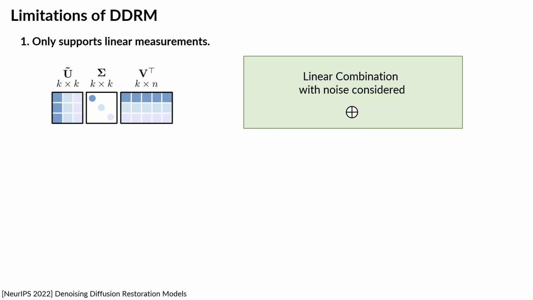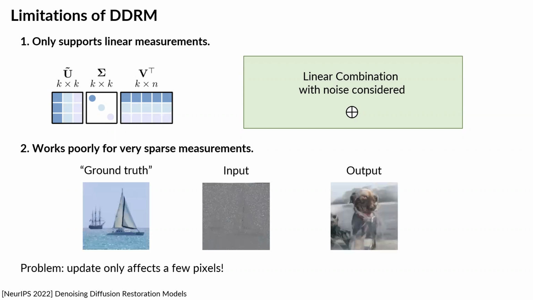First, let's talk about two limitations of DDRM. The first limitation is that it only supports linear measurements. So we need the SVD, and we have these linear combinations with everything. The second problem is that it works very poorly for sparse measurements. For example, on the left is the ground truth image, and we observe, let's say, 10% of the pixels as the input. Unfortunately, because the DDRM update only tries to enforce these pixels, the sampling process is affected very poorly if you have sparse observations. As a result, the output that you get looks quite horrible.